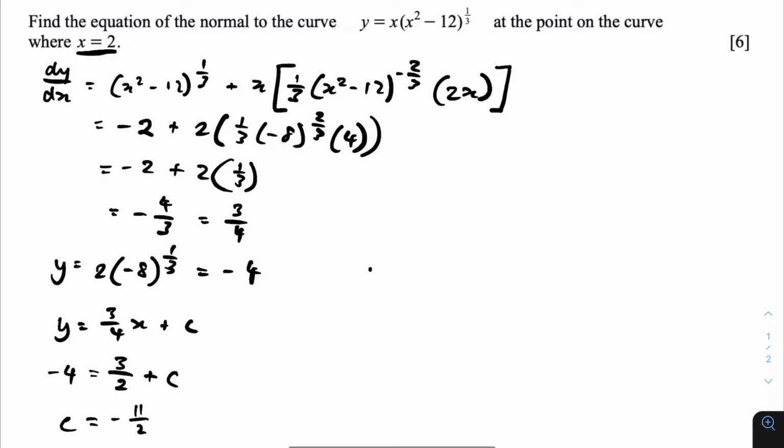So our final equation is y is equal to 3 over 2 x. Sorry, not 3 over 2 x, 3 over 4 x, minus 11 over 2.